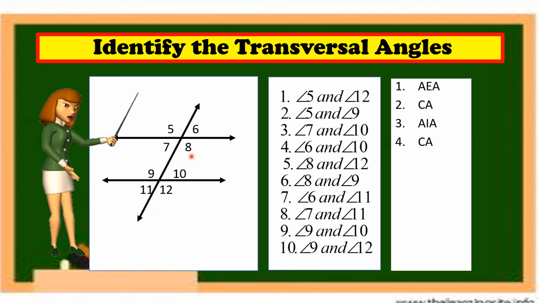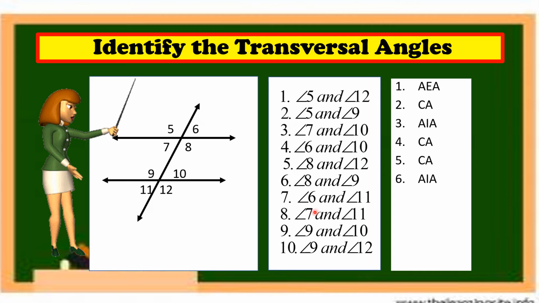So again, what name is given to angle 8 and angle 12? We have corresponding angles. We have angle 8 and 9. So what name is given to angle 8 and angle 9? We have alternate interior angles.